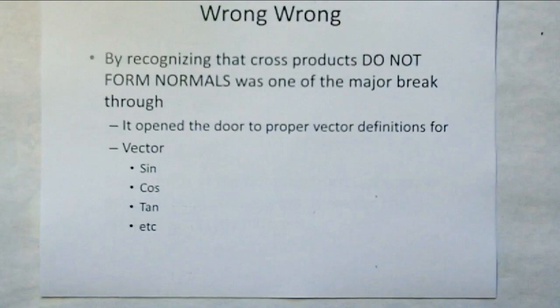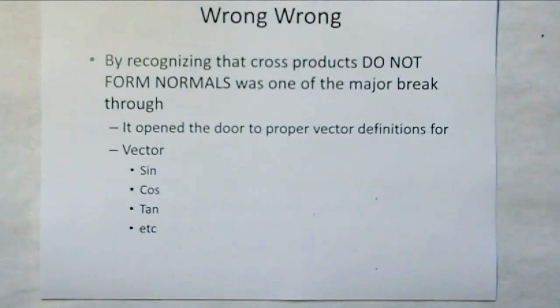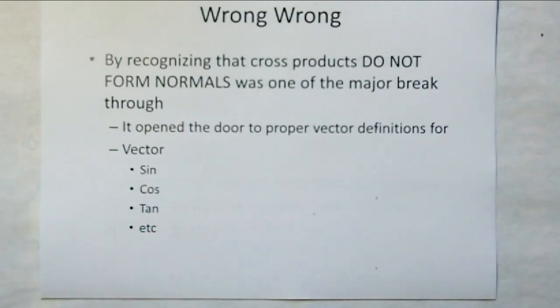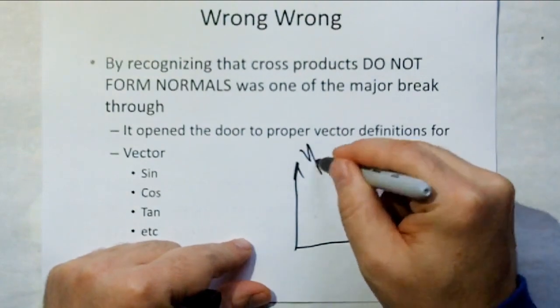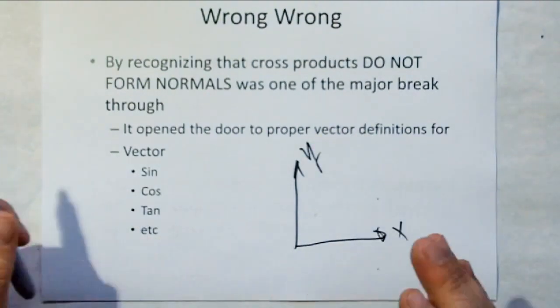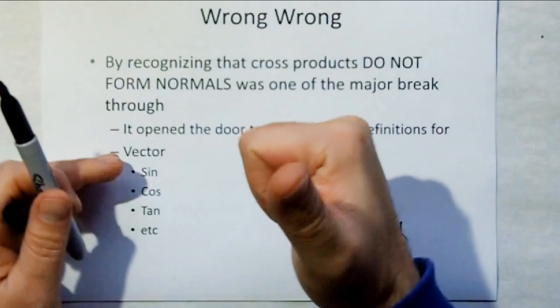So recognizing that cross products do not form normals was one of the major breakthroughs for Vortrix Algebra. It opened the proper vector definitions for vector cosine, vector sine, vector tangent, and a whole bunch of other things that were being obscured because of this wrong notion that the cross products form a normal. Because, think about it. Let's say you have a vector in x and another vector in y. Well, according to the classical cross product, the normal for that would be z.